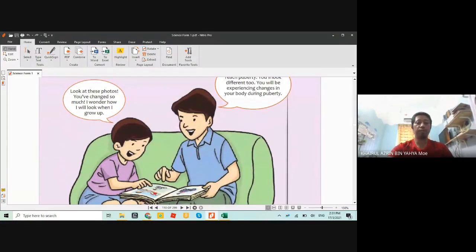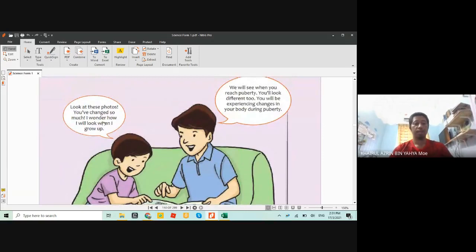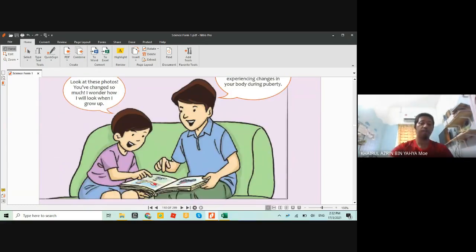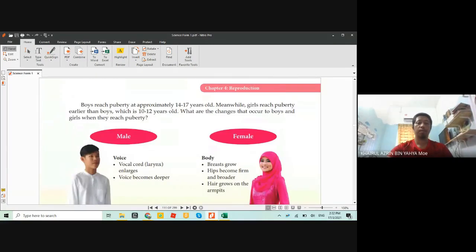So look at this photo. This boy said, look at this photo. Tengok gambar ni. You have changed so much. I wonder how I will look when I grow up. So this man said, we will see when you reach puberty. You will look different too. You will be experiencing changes in your body during puberty.